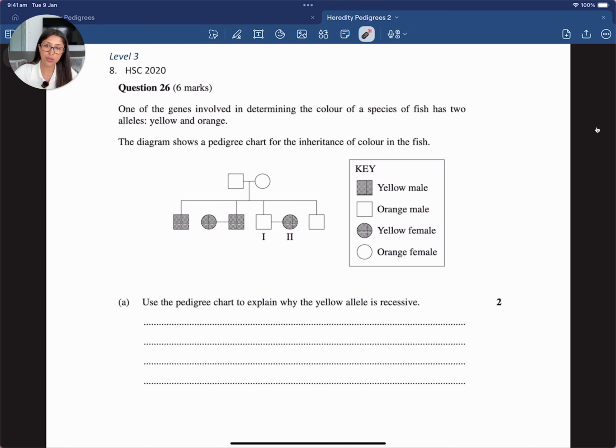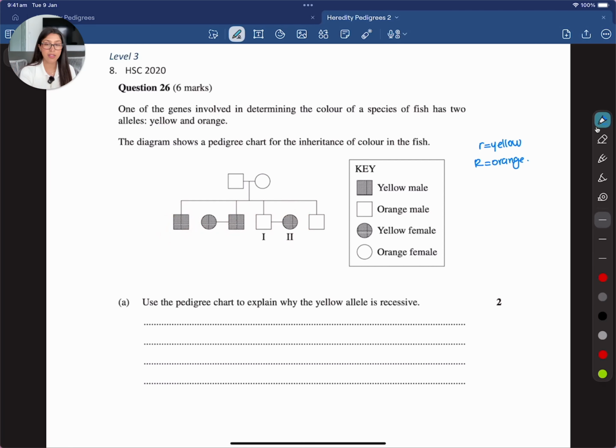So the yellow individuals are the ones that have been shaded. As you can see, you have parents that don't have the yellow allele, and somehow we have offspring that are exhibiting and expressing the yellow allele. So that's going to be the basis of my answer. Now, just to remind you guys, in terms of the genotypes, I'm just going to write a little legend here. Little r meaning yellow, capital R meaning orange. So I'm seeing that offspring have little r's, the affected ones that have the yellow.